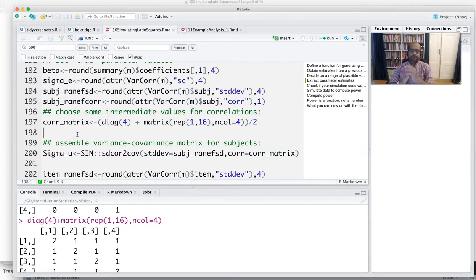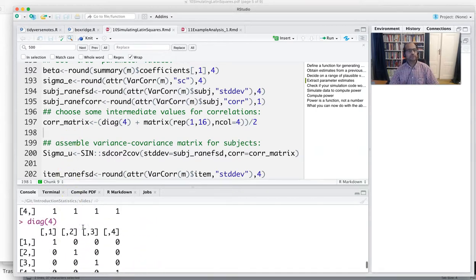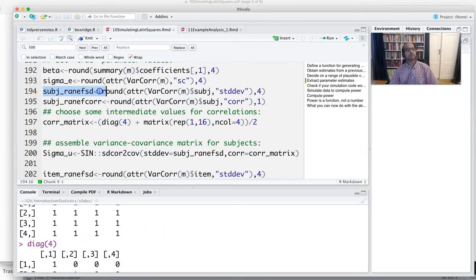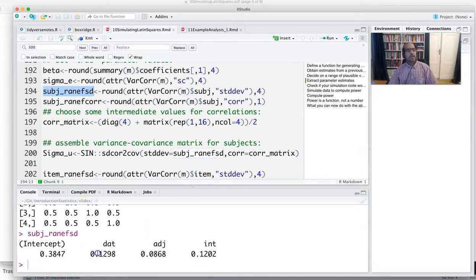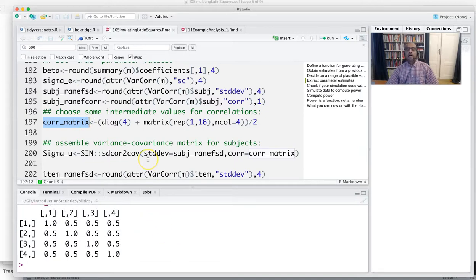Now we get to the point that I have a vector of the standard deviations, those 4 standard deviations for the random effects, these guys here. And I have a correlation matrix, which I just created. Now it turns out that if you know this vector of standard deviations of a covariance matrix, and if you know the correlation matrix, you can multiply these together to get the variance covariance matrix.